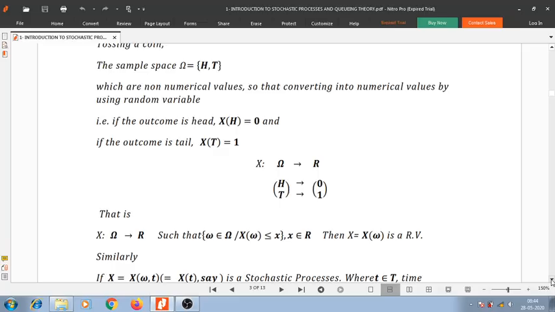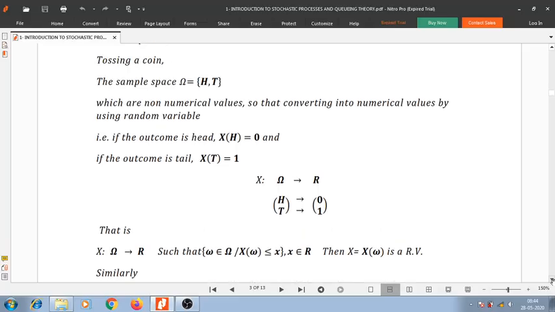Suppose we toss a coin. What are the possibilities? Omega is equal to {H, T}, head denoted by H, tail denoted by T. Are these numerical values or non-numerical values? Non-numerical values. So what are we doing right now? Converting into numerical values. How? With the help of the random variable. If the outcome is head, we assign 0. If the outcome is tail, we assign 1. So X(H) = 0, X(T) = 1.